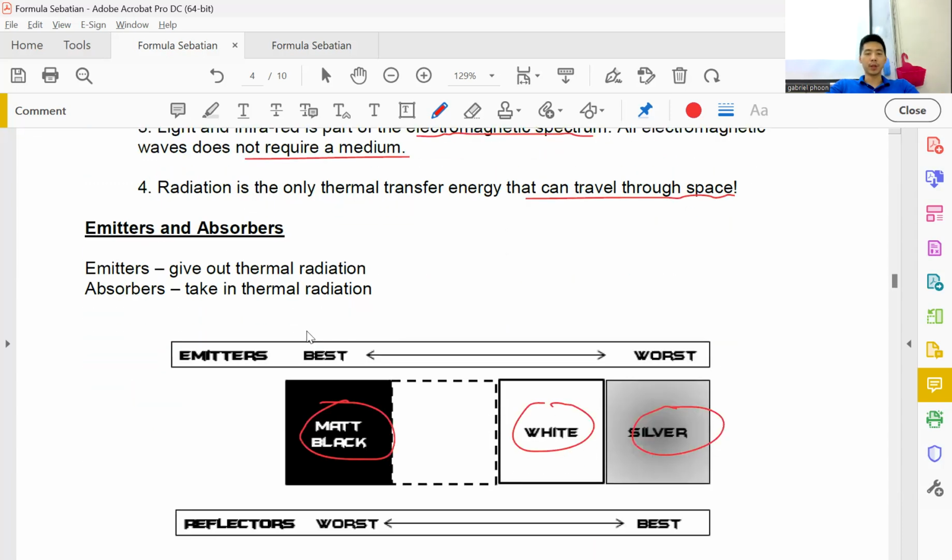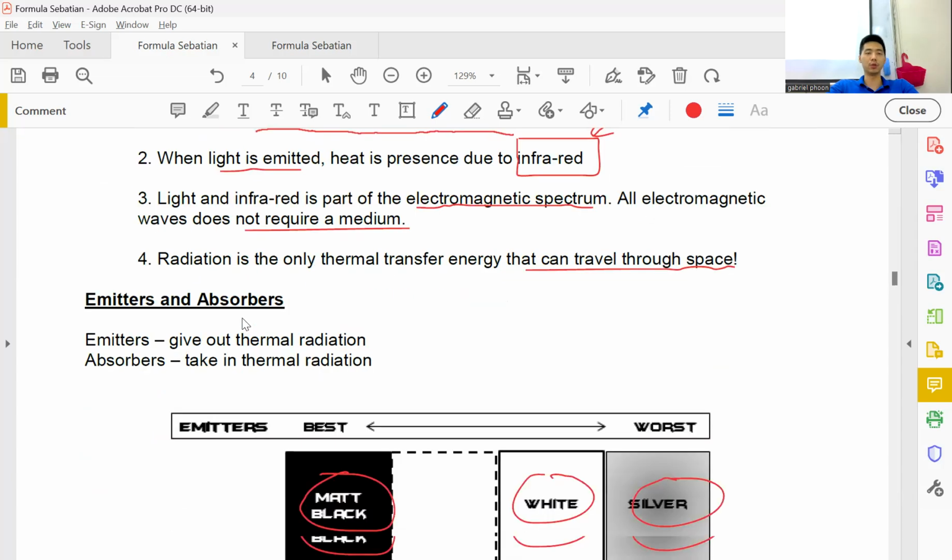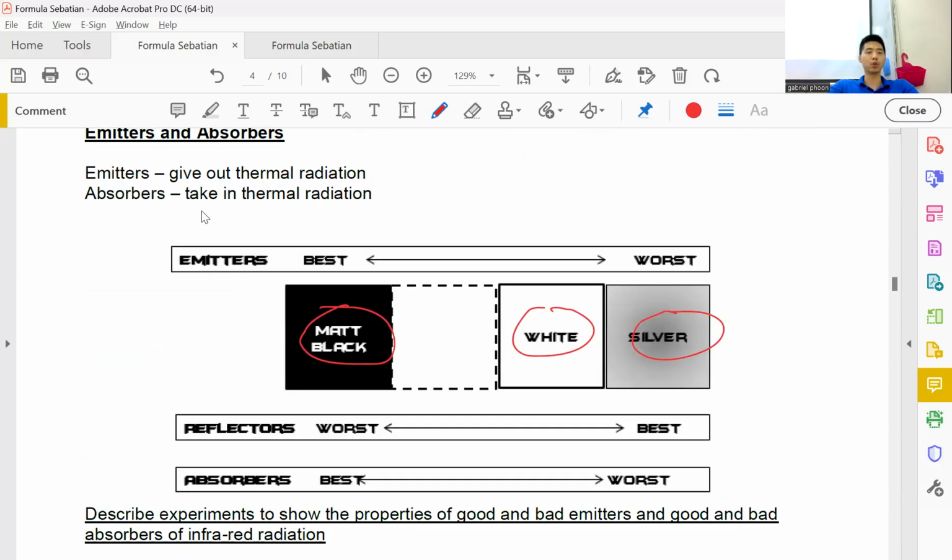Okay, then this one here is basically something you must know, guys. They for sure test you on it. They won't just simply test you on radiation. Usually they don't test you. If they test you on radiation, for sure they ask about black, white, and silver. 100%. You must know this.